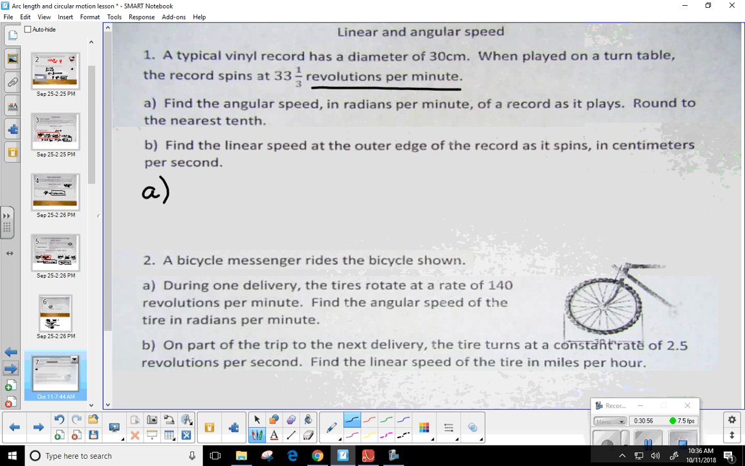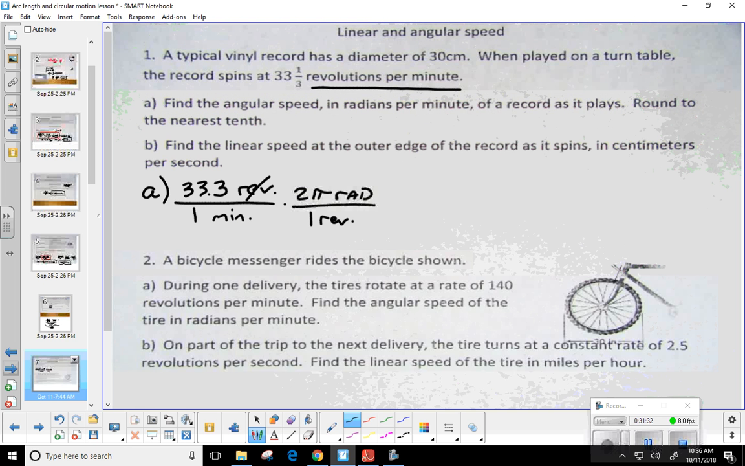All right, so for A, just like I mentioned a second ago, you're always going to start with the number of revolutions per time. Now, this won't be exact because 1/3 is 0.3 repeating, but just for the sake of the problem, I'm going to say we have 33.3 revolutions in 1 minute. Okay, so we know how fast it's spinning with respect to time. Now, what's that one fraction that's always going to appear every time to change it to radians? Okay, 2 pi radians over 1 revolution.